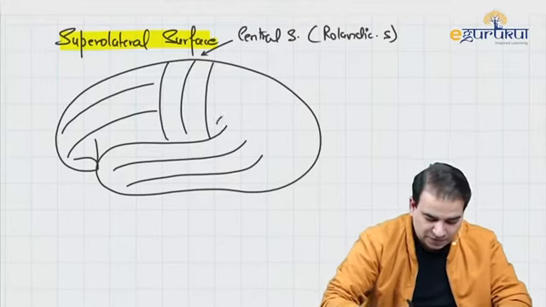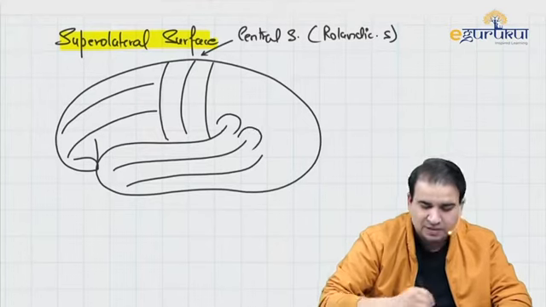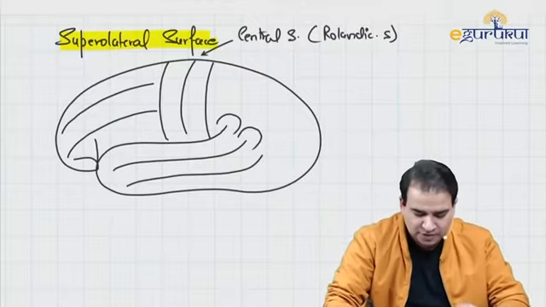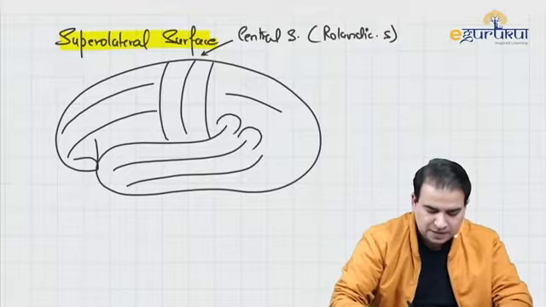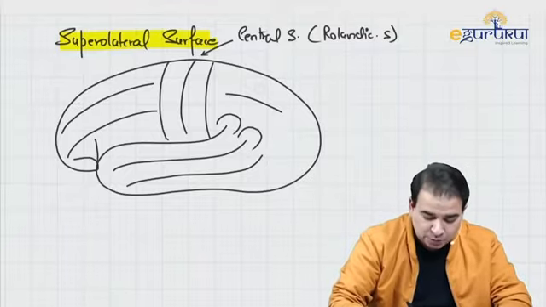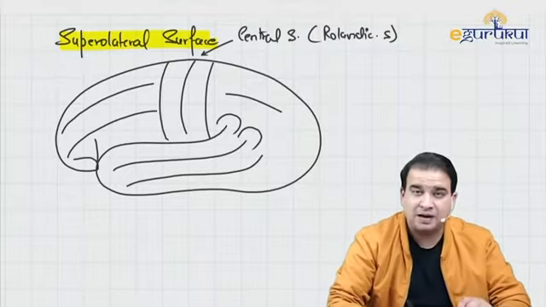On the top of these sulci, we have the supramarginal and angular gyrus as well. We'll see all these areas. I'm just drawing it first. And please also draw a line here dividing the parietal lobe. This is the parietal lobe. It is dividing the parietal lobe into the superior parietal lobule and inferior parietal lobule.